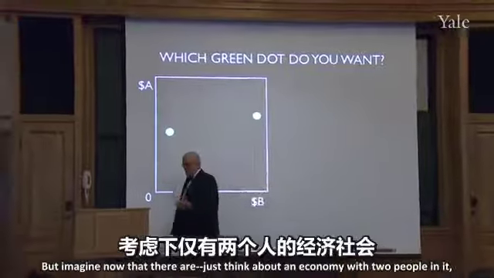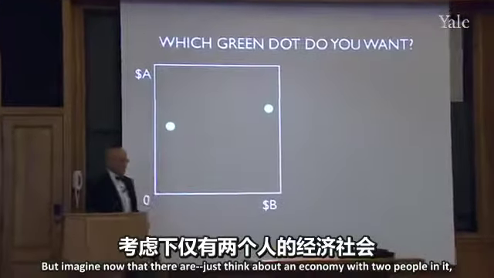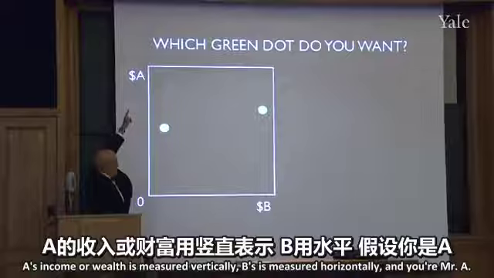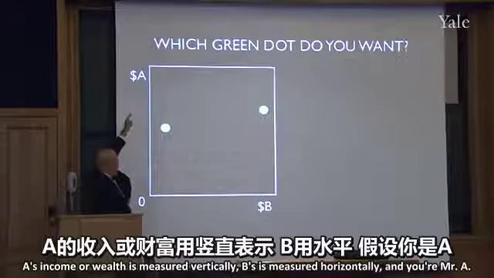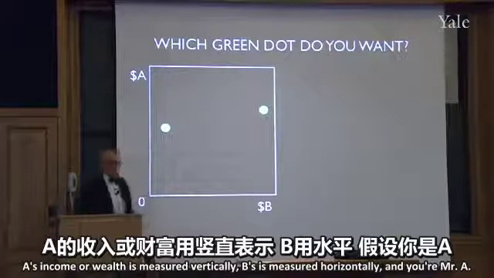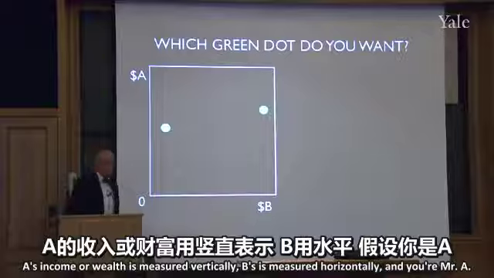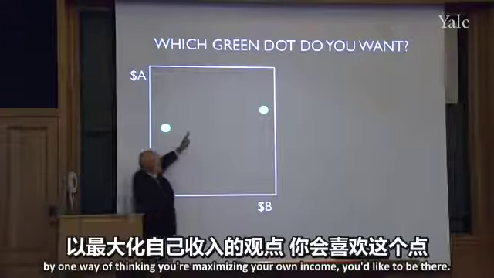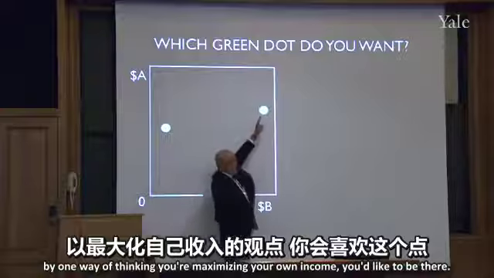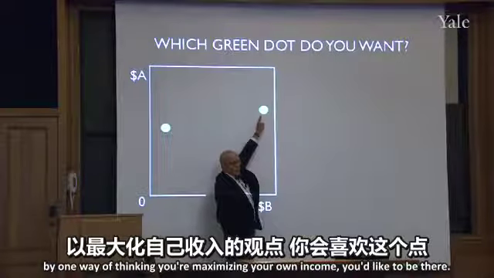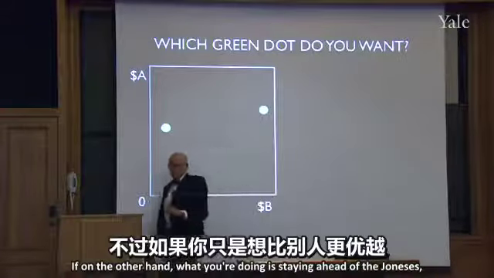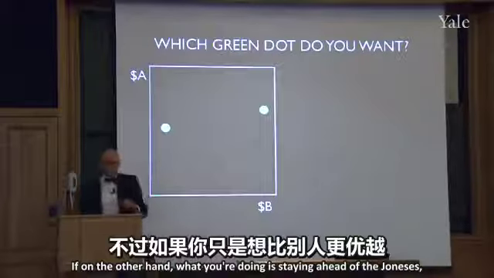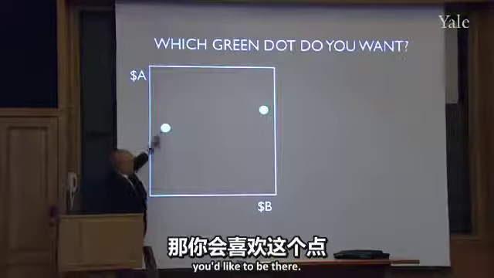But imagine now, just think about an economy with 2 people in it. A's income or wealth is measured vertically, B's is measured horizontally. And you're Mr. A. Which of these two outcomes would you prefer? By one way of thinking, if you're maximizing your own income, you'd like to be there. If, on the other hand, what you're doing is staying ahead of the Joneses, you'd like to be there.